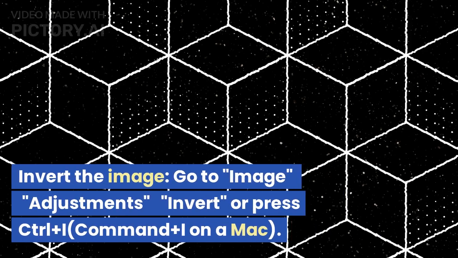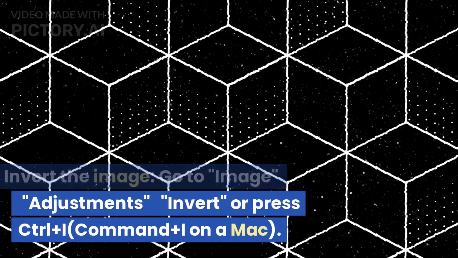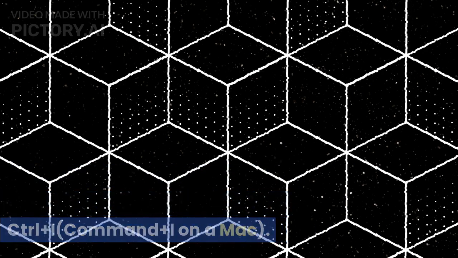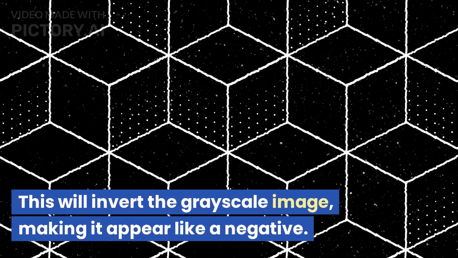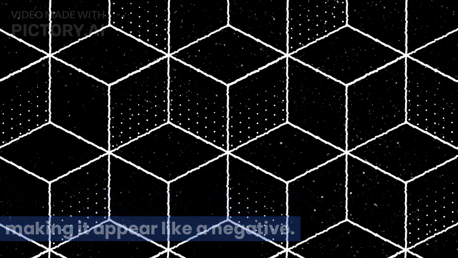Invert the image. Go to Image, Adjustments, Invert, or press Ctrl plus I. Command plus I on a Mac. This will invert the grayscale image, making it appear like a negative.